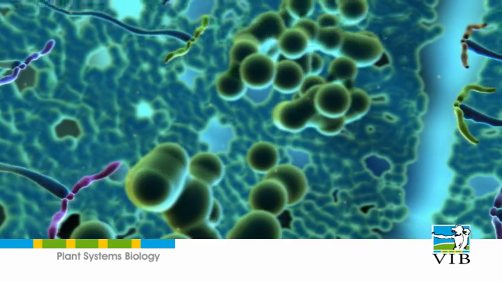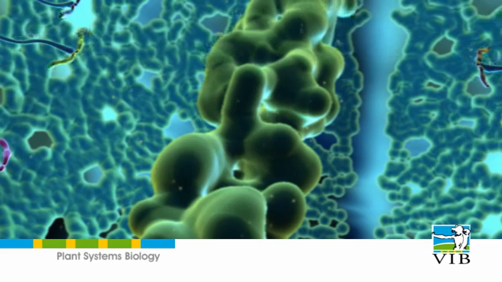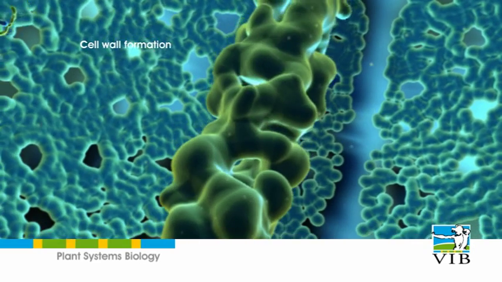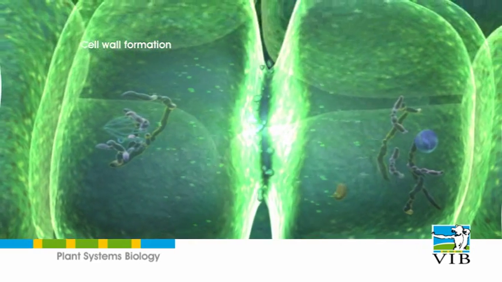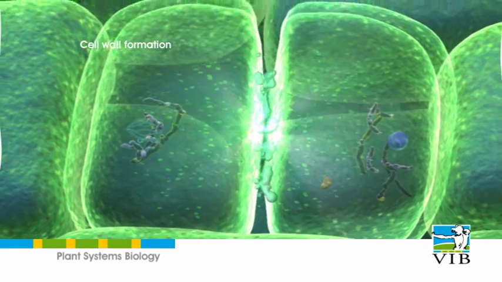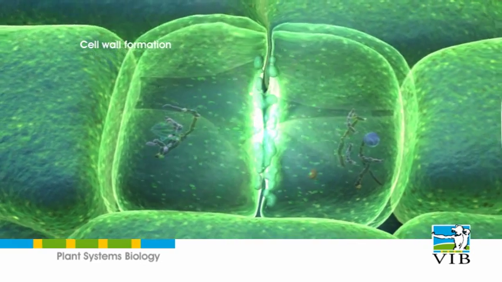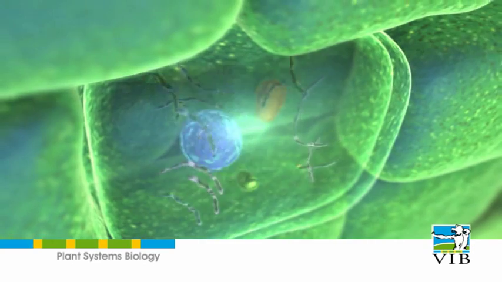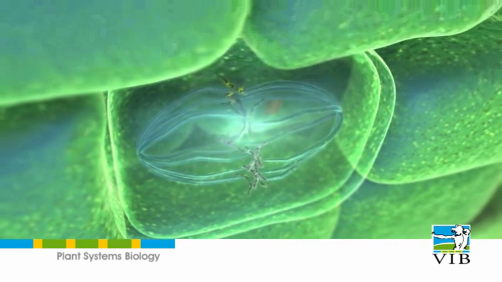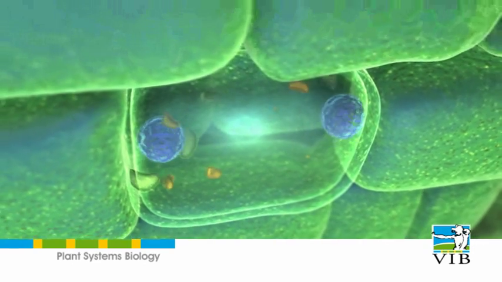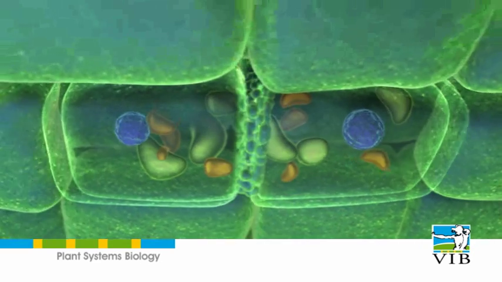When the chromosomes have been separated, a new cell wall begins to form at the location of the division site. It is constructed from materials that are transported to this site from other places in the cell. After cell division is completed, the two new cells can continue to elongate and divide independently.